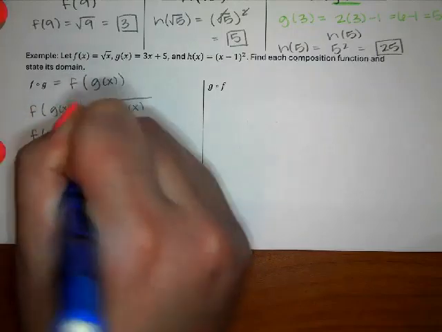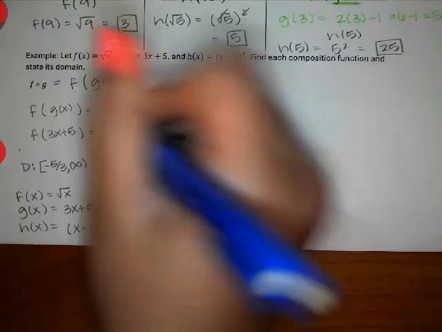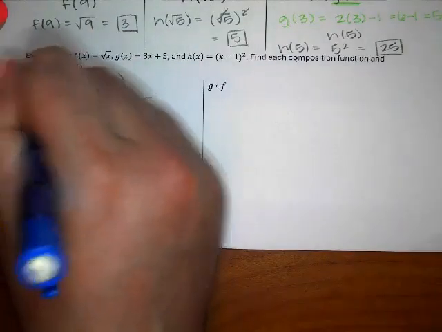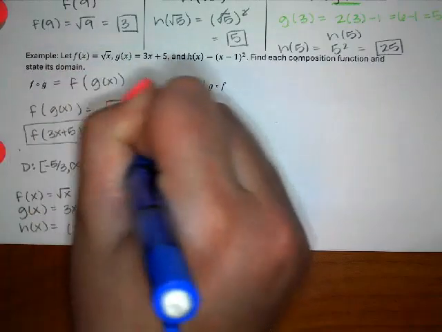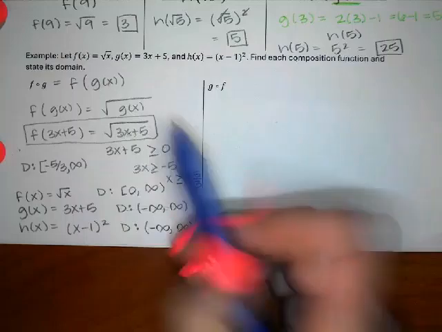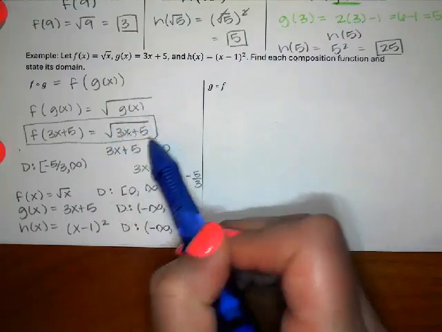And typically when I write these answers, when I've done the composition, I'll usually just box this part. You can box the rest of it. This is just notation, but this part is the answer. So this is what I need to see, and then the domain.